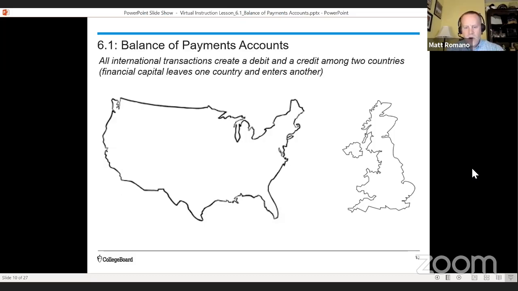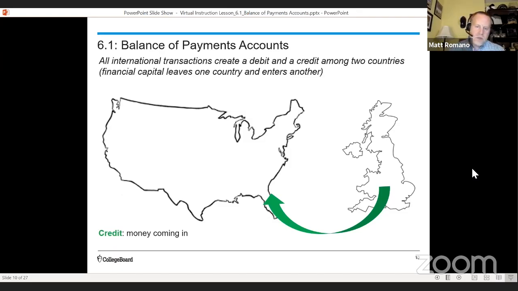And we want to know, is the financial capital flowing into the economy? Is it flowing out of the economy? Debit and credit is how we account for that. So let's say we have trade between the US and the UK. Money flowing from the UK into the US would be called a credit to the United States balance of payments. I'm looking at this from a US perspective.